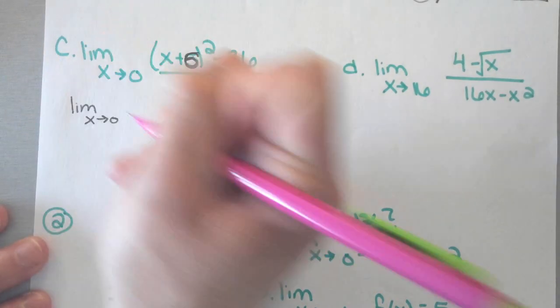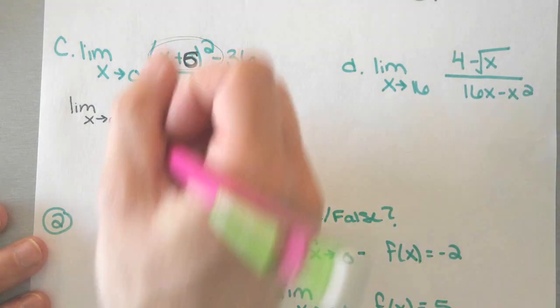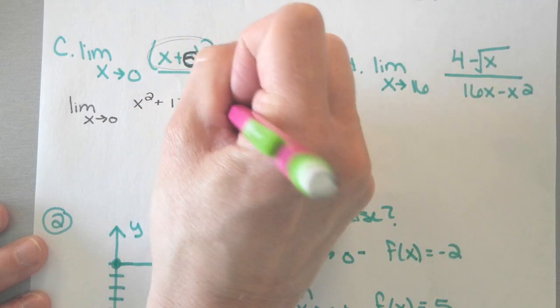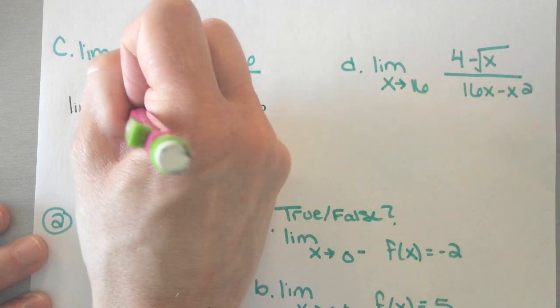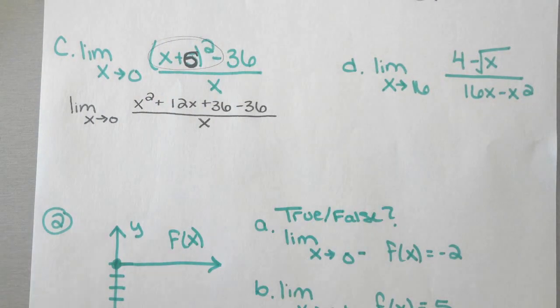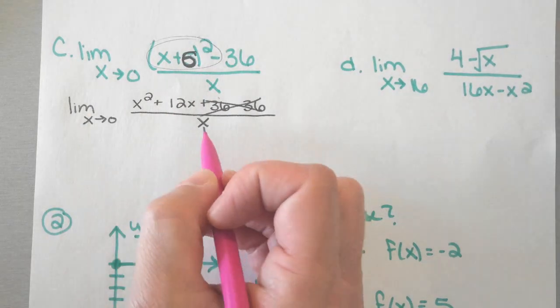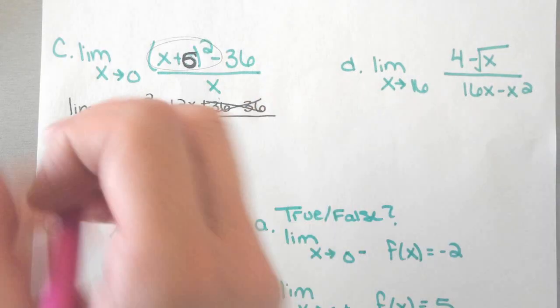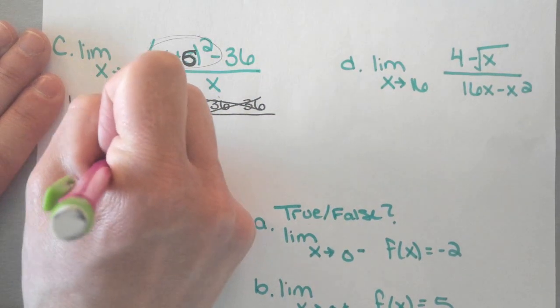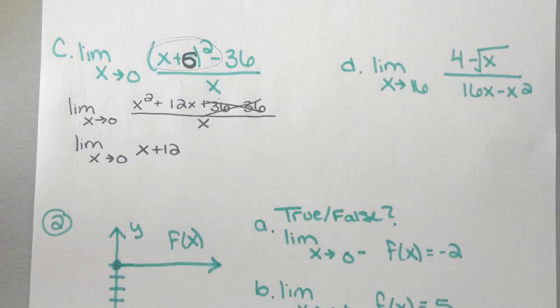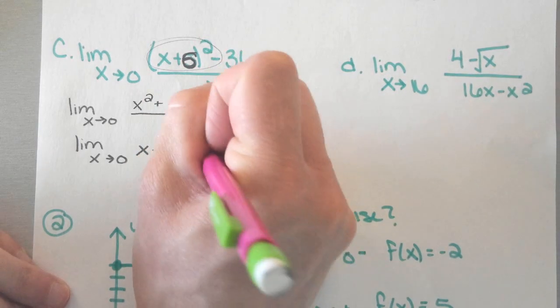So the limit as x approaches 0, I'm going to actually FOIL this out. So I get x squared plus 12x plus 36. Then I have a minus 36 all over x. Doesn't that work out much better? Now that the problem's completely different, what happens to the 36s? They cancel. And if I divide the x into the remaining part, I get the limit as x approaches 0 of x plus 12. Can I plug in for x now? Yes. 0 plus 12? 12.